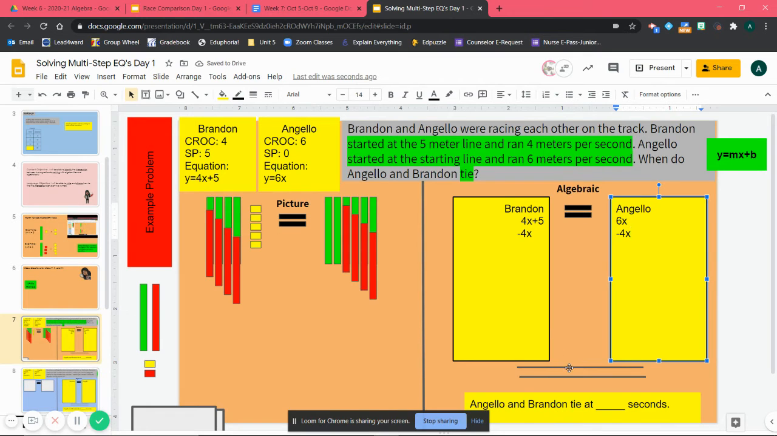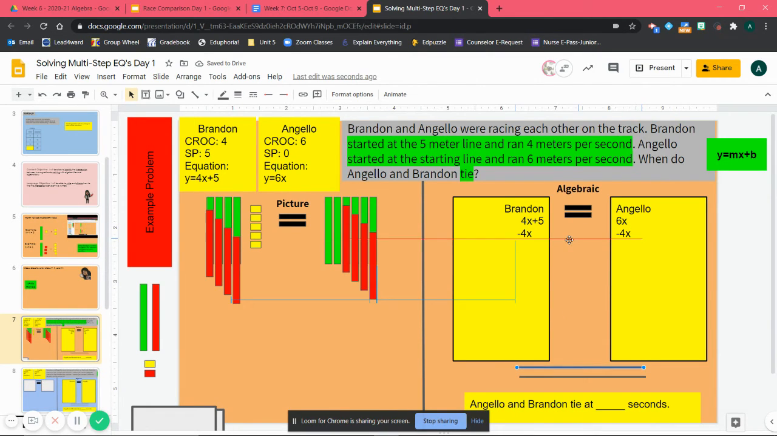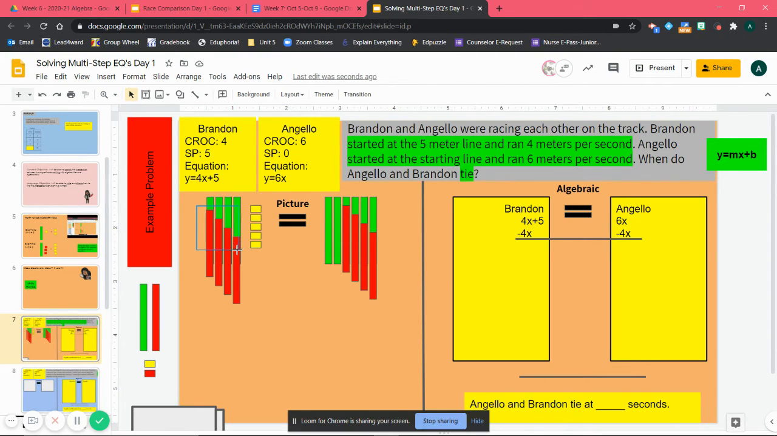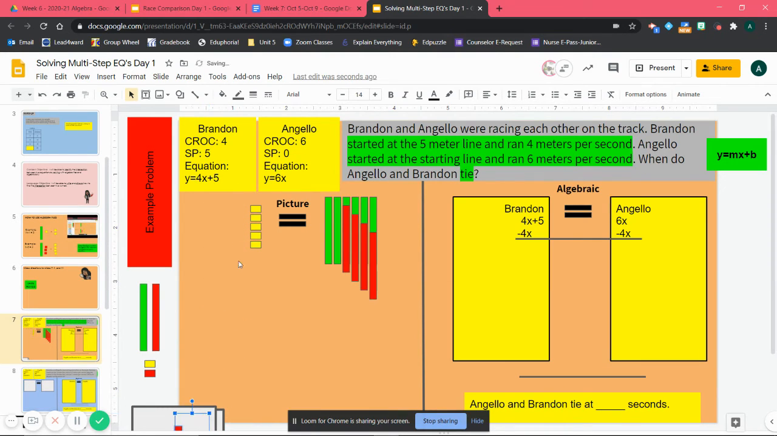Okay. Now I'm about to get a new equation, so I'm going to use this line to separate. And let's see. So I have 4x and then minus 4x's. So these end up making a 0 pair. So I'm going to go ahead and cancel those out by taking them off. And all I'm left with is the positive 5. So let's type what that looks like here. So I have a 0 pair plus 5 left over.